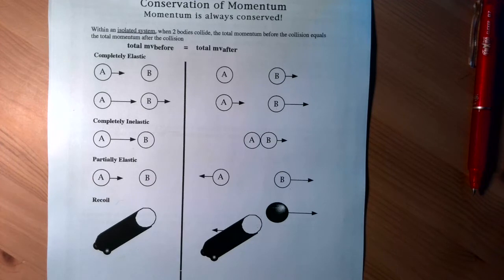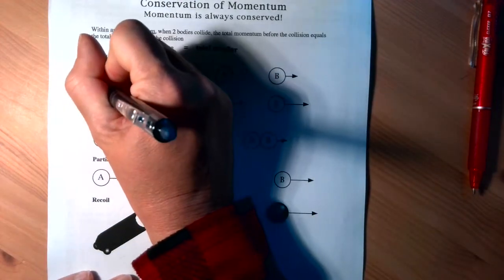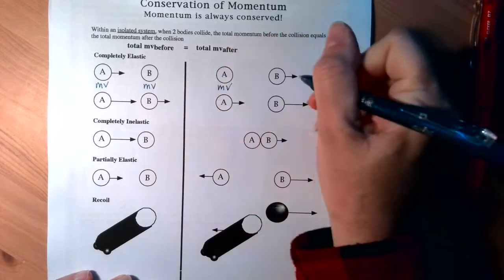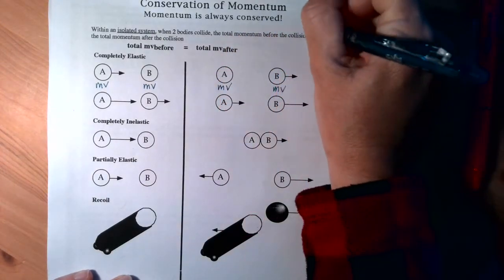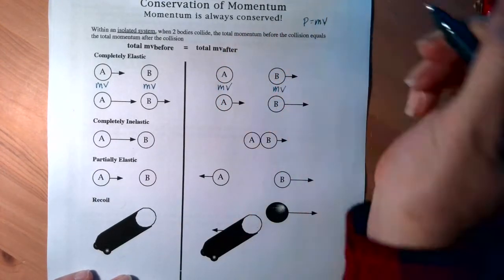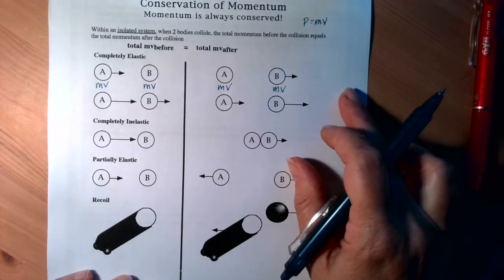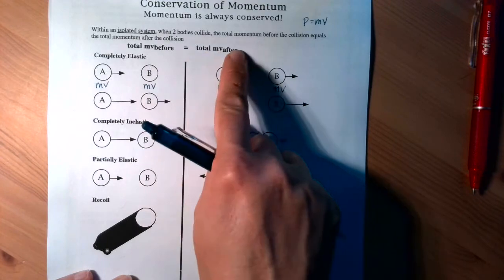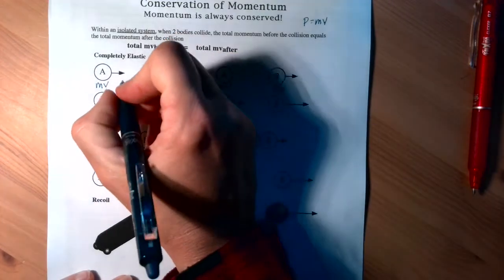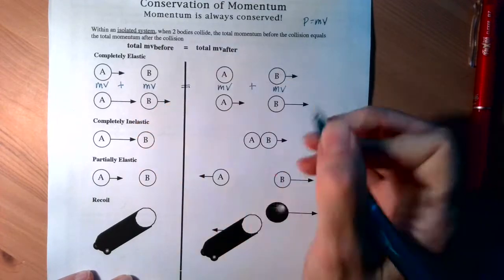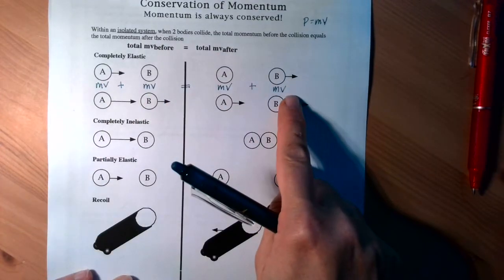Then I'm going to put a little mv under each object to represent its momentum, because p equals mv. Now, the law of conservation of momentum says the total momentum before will equal the total momentum after. So I'm going to sum up the befores and sum up the afters and set them equal to each other. Now I've gone from a picture to an equation.